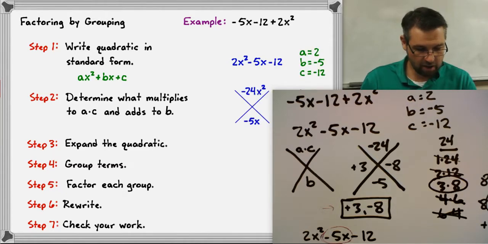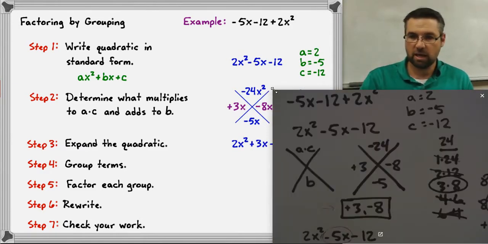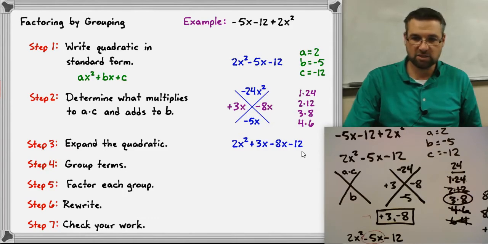So we're going to identify our A, B, and C's after we write it in standard form. A times C is going to go in the upper box. That's negative 24. You can ignore the x squared there. B is going to go in the bottom box. That's negative 5. We list our factors of 24, and we recognize that 3 and 8 work. And specifically, it's going to end up being a positive 3 and a negative 8. Then we expand, so it'll be 2x squared plus 3x, and then minus 8x minus 12.